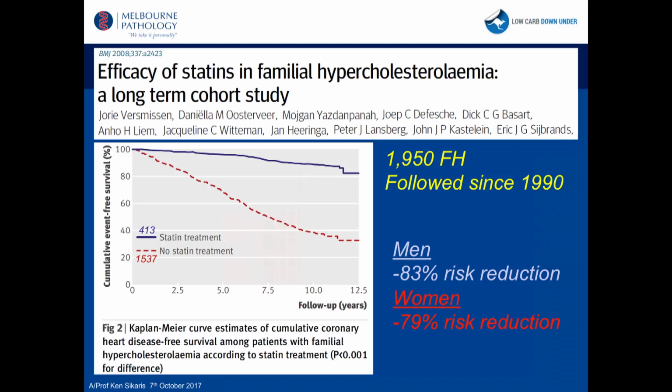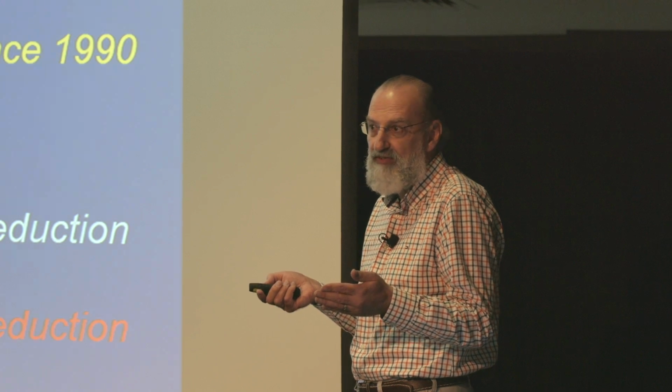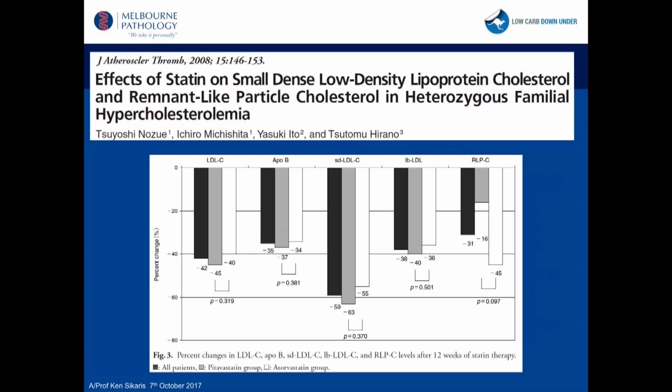Now with statins, it is true that statins only affect LDL. If a healthy person takes statins, they're lucky to get any benefit. If somebody with diabetes takes a statin, they might get a 3% benefit. If somebody with familial hypercholesterolemia takes a statin, there's an 80% benefit in their survival. Huge benefit in survival. And the reason is because what statins do more than anything is lower small dense LDL.